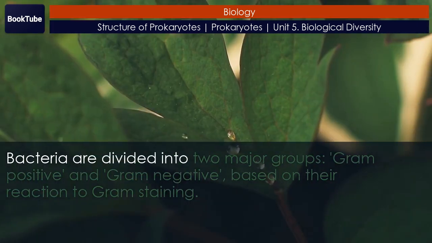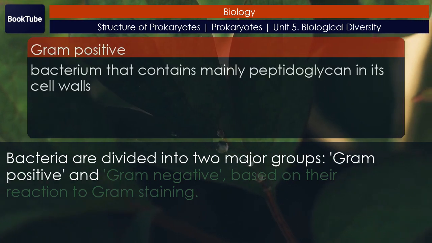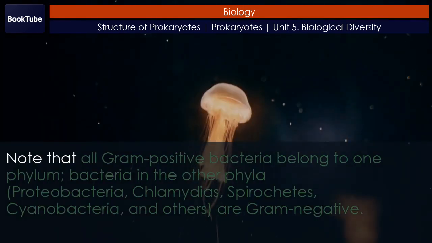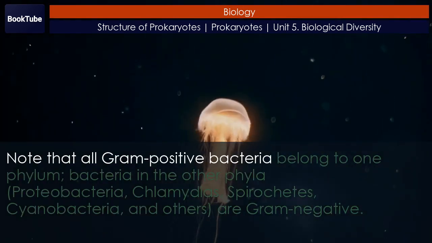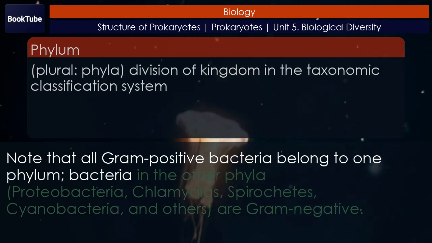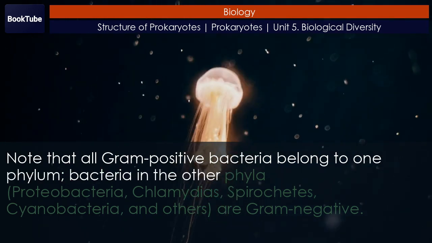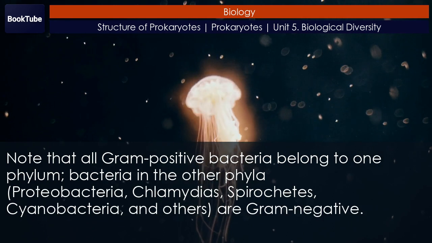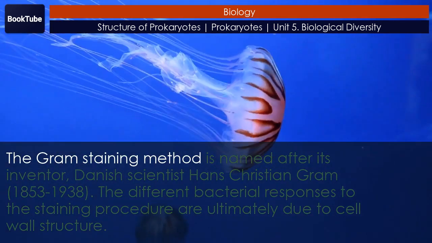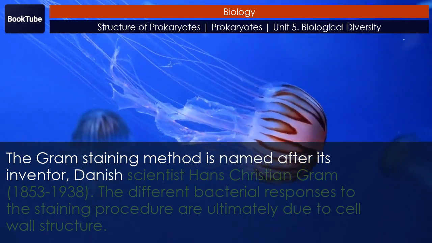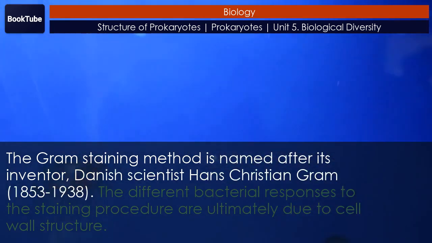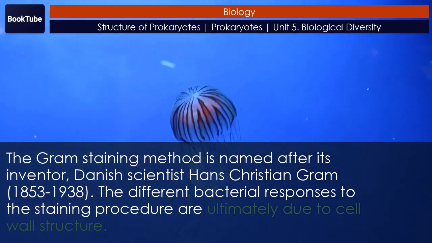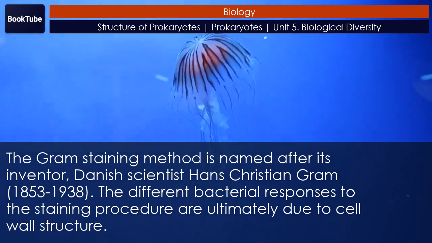Bacteria are divided into two major groups, gram-positive and gram-negative, based on their reaction to gram staining. Note that all gram-positive bacteria belong to one phylum. Bacteria in the other phyla, Proteobacteria, Chlamydias, spirochetes, cyanobacteria, and others, are gram-negative. The gram staining method is named after its inventor, Danish scientist Hans Christian Gram, 1853 to 1938. The different bacterial responses to the staining procedure are ultimately due to cell wall structure.